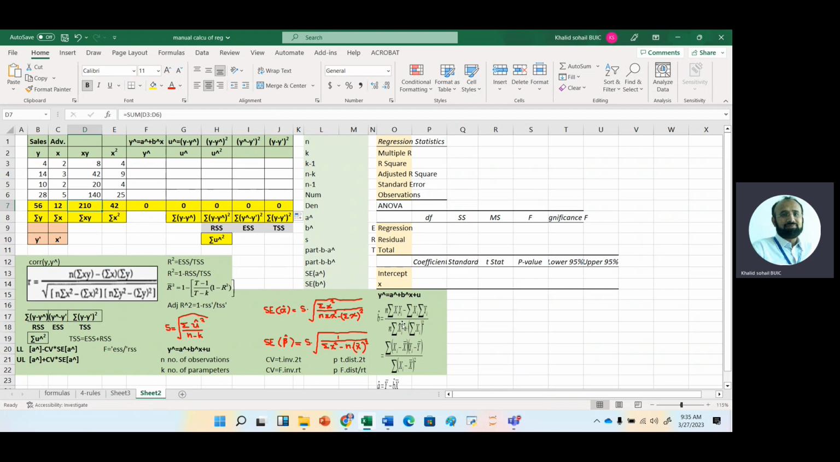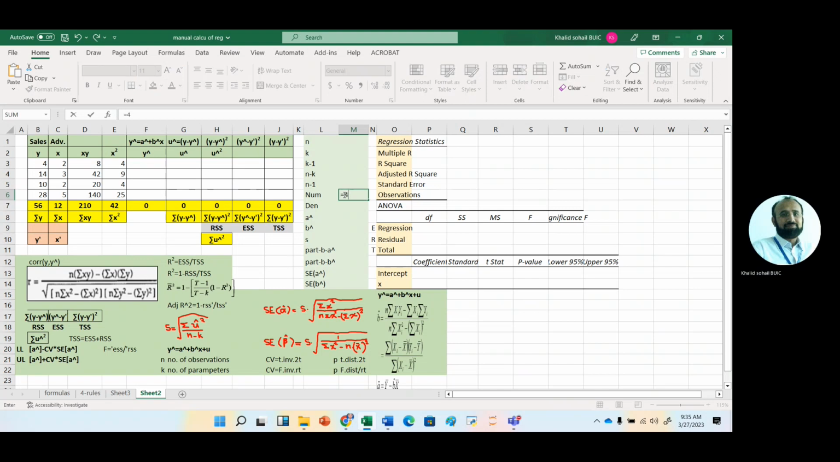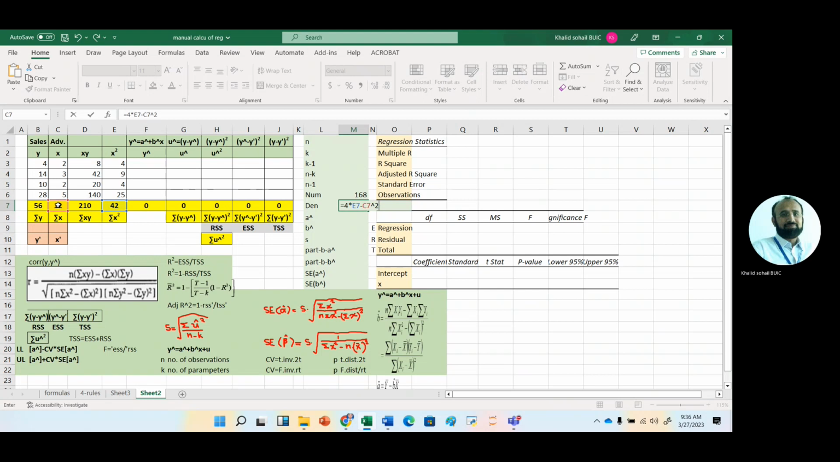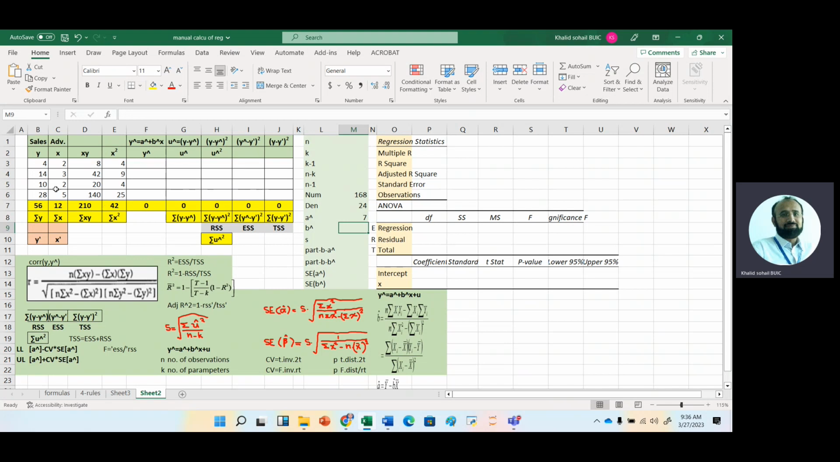Now, in this formula, first we calculate the numerator and then the denominator. Here, the numerator is n summation xy. Here we have n is 4, summation xy, that is 210, minus summation x 12 multiplied by summation y 56. And then we have the denominator, that is n summation x square minus summation x whole square. Now, if we divide these two, we will get slope or beta hat, that is 7.